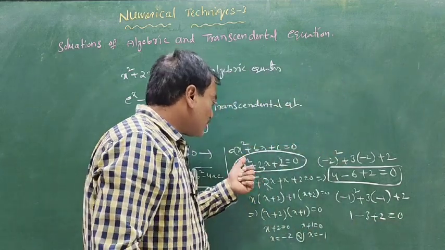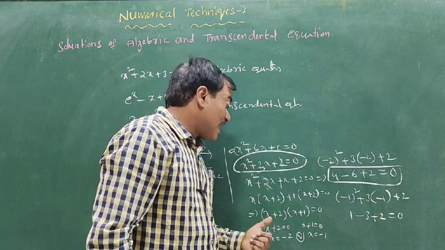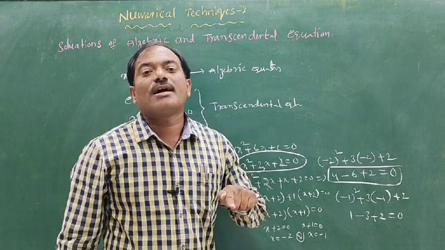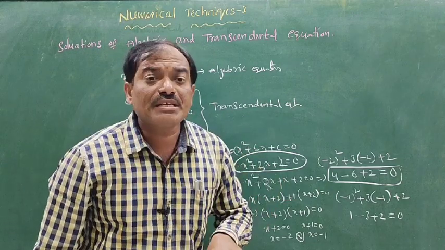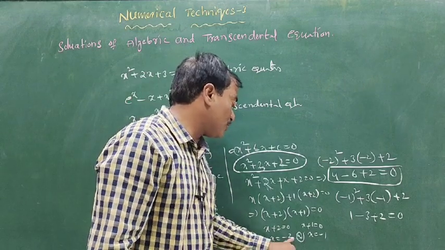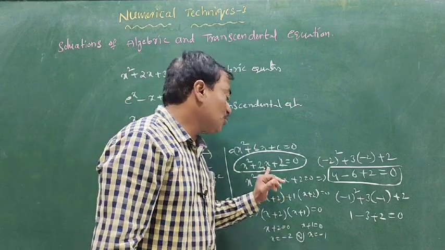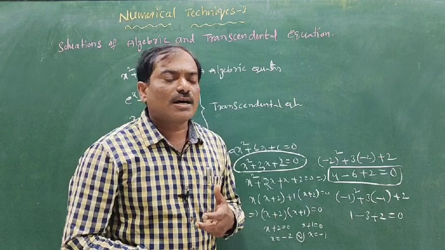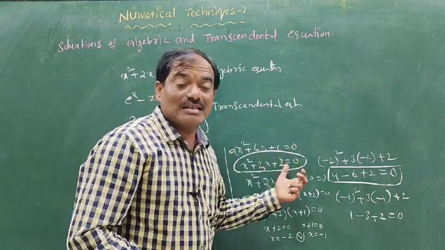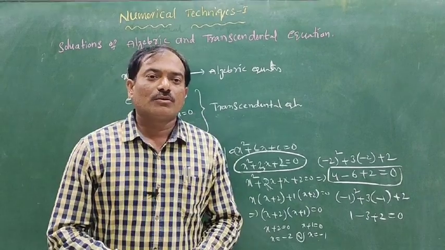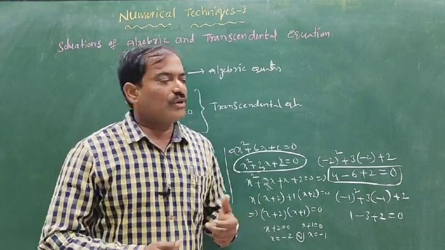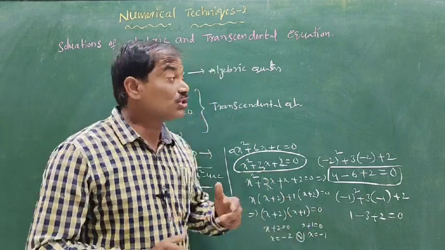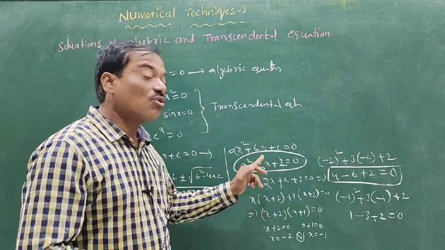Means this quadratic equation has two roots, and these roots are said to be zeros of the given equation. Zeros means if we substitute these values x equal to minus 2 and x equal to minus 1, this value becomes 0. Means these are said to be zeros or roots of this given algebraic equation. So in this chapter our aim is to find the solutions. Now here x equal to minus 2, x equal to minus 1 is also called a solution of the algebraic equation. So this is called the direct method.